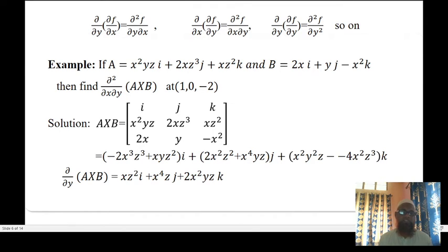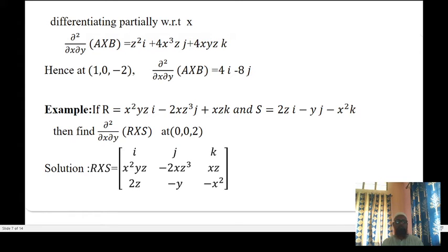So differentiate partially with respect to y. Dou by dou y of a cross b is, so the first term is constant, which is 0, there is no y term. In the second term, if you differentiate x y z square with respect to y, the derivative of y is 1 and x z square is constant. So x z square i plus, the next term also, x raised to 4 z j, plus 2 x square y z. Y square gives 2 y, x square z is constant, into k.